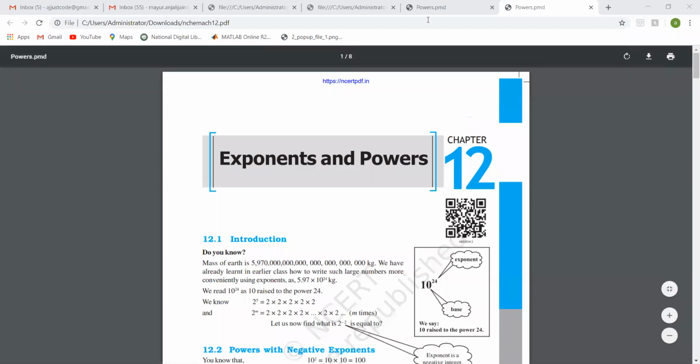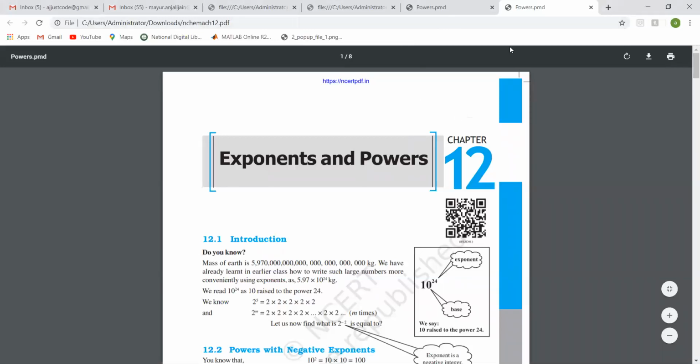Good morning, students. In today's class, we will see the summary of chapter 12, or you can say I am taking the revision of chapter 12, that is exponents and powers. So in this class, we will discuss what you have read and what you have learned. Clear? When you started this chapter, I told you what is the use of exponents and powers and why we read this chapter.